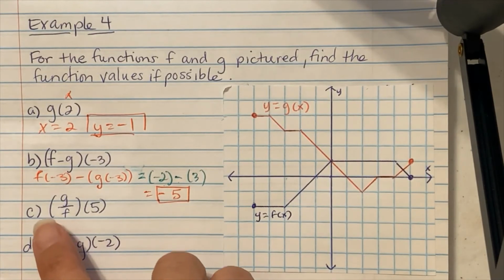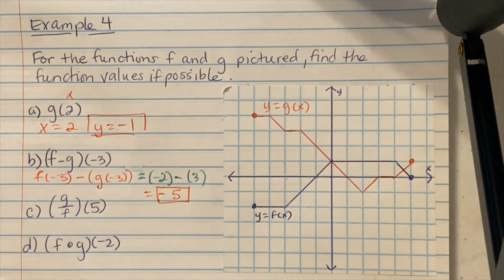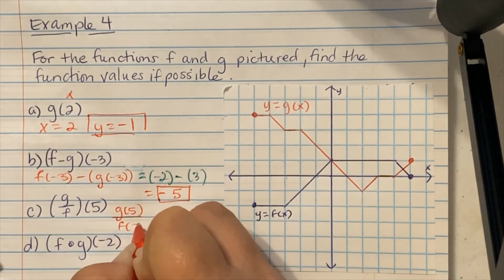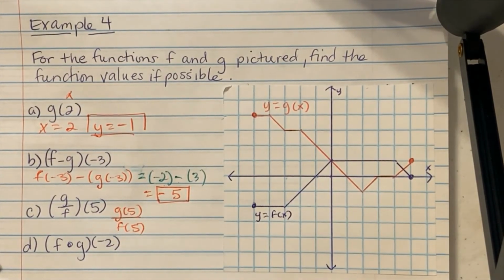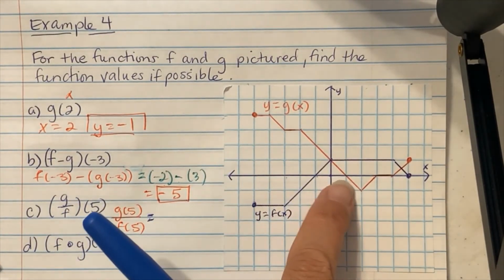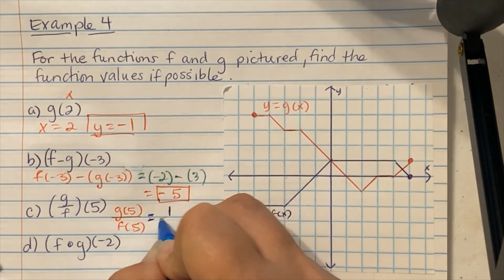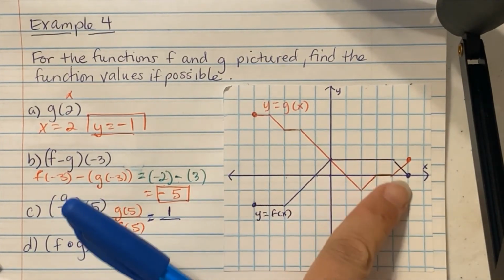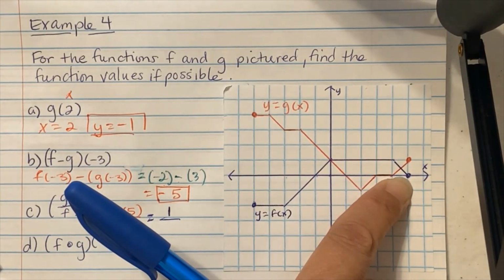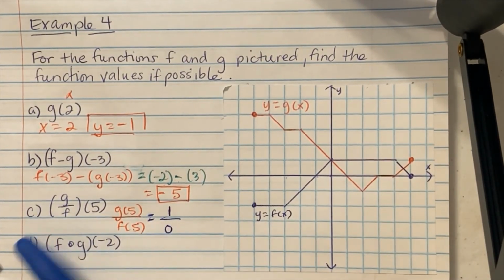When you look at C, it says g divided by f of 5. So we're looking at g of 5 divided by f of 5. So I'm looking at my g equation. I'm going to 5. So 1, 2, 3, 4, 5, at positive 1. F of 5, here's the blue line. 1, 2, 3, 4, 5. It's at 0. What happens to this? Remember the rules. 0 in the denominator makes it undefined.